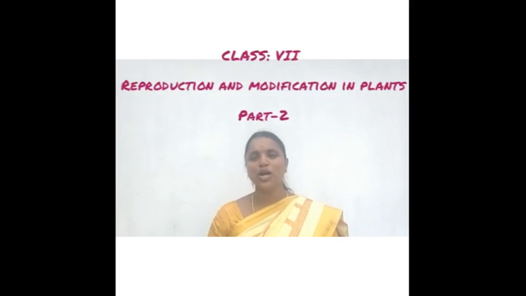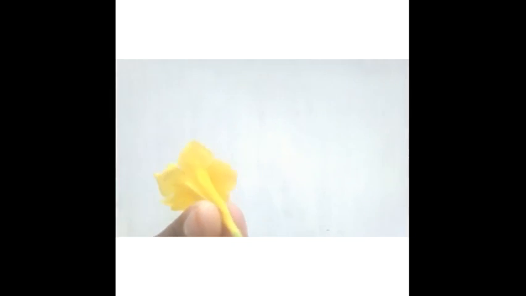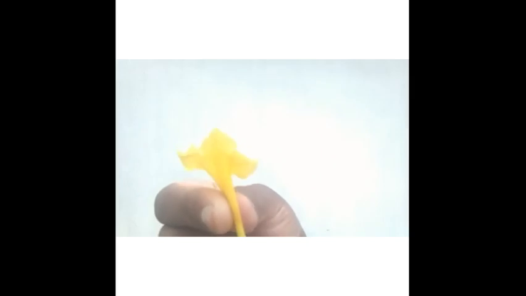Hi children, before we move on to our next topic, we shall revise our previous class once. In the last class, we discussed various parts of the flower. This part of the flower is called the sepal, and it covers the young bud. This colorful yellow part is called petals. The petals attract insects and birds for the pollination process.